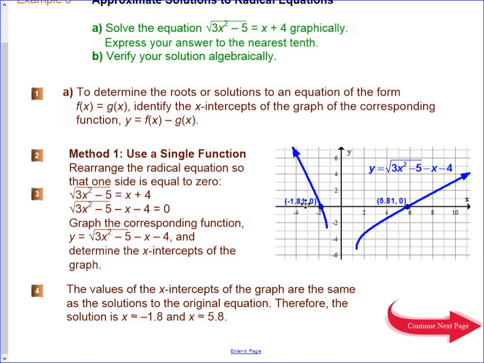And you'll see that it crosses the x-axis at 2 points, negative 1.81 about, and positive 5.81. So the two solutions to this equation are x is equal to about negative 1.8 and x is equal to about positive 5.8.